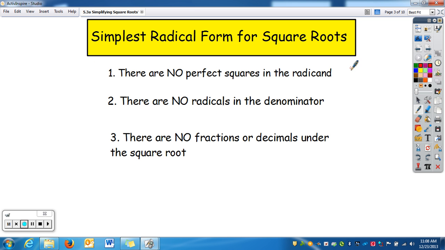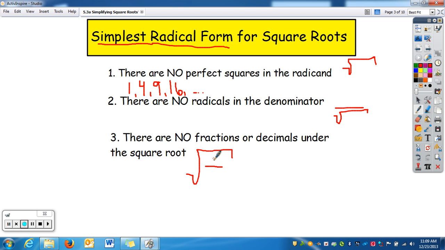So, simplest radical form for square roots. When I say in your directions you need to put something in simplest radical form, you are looking for that there are no perfect squares under the radicand, and the radicand is the root part. And I'm talking about 1 is a perfect square, 4, 9, because that's 3 squared, 16, and 25, and so forth. There are no radicals in the denominator. So if you have a fraction, you cannot have a square root or any root in the denominator. It is a decimal, which is a big math no-no. Or there are no fractions or decimals under the square root. So you can't have this situation where you have like 1/3 and the whole thing is under another root. We're going to learn how to simplify each of these in the next slides.